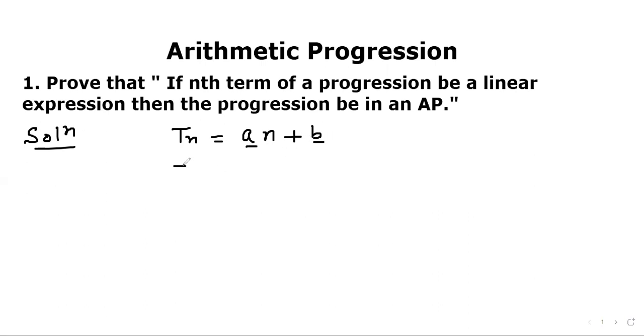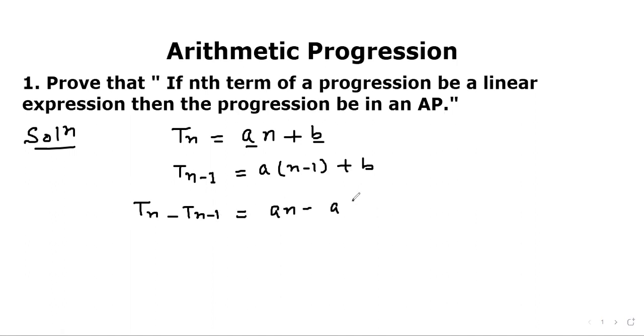Now we write the (n minus 1)th term, so that would be a(n minus 1) plus b. Now we find the difference. Tn minus Tn minus 1 equals an minus a(n minus 1) plus b minus b. From here, we get a, which is constant. Since the difference between two terms is the constant quantity a, this represents an AP and a will be the common difference.